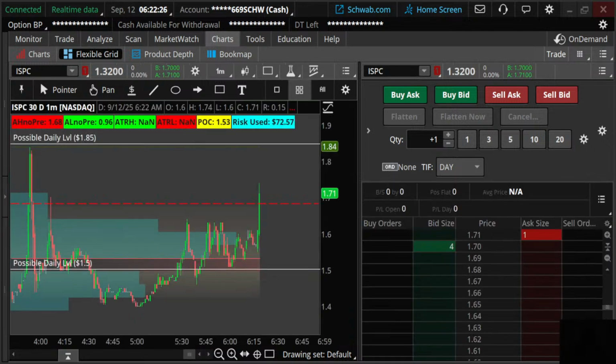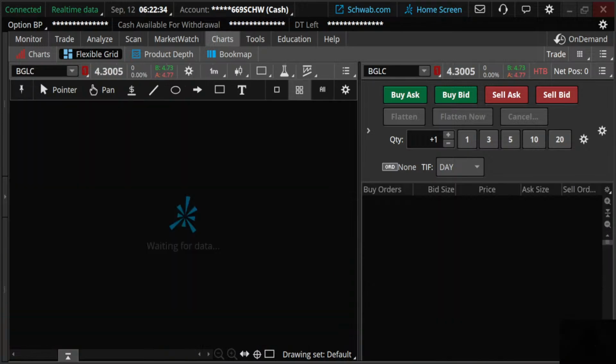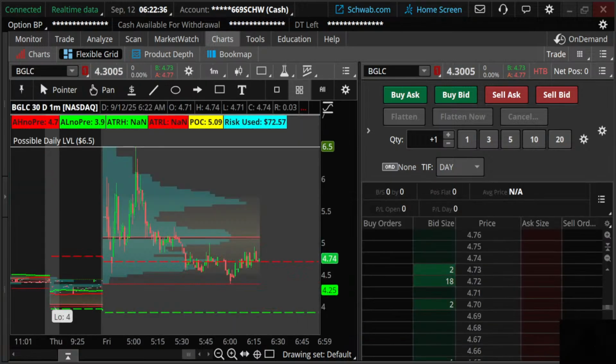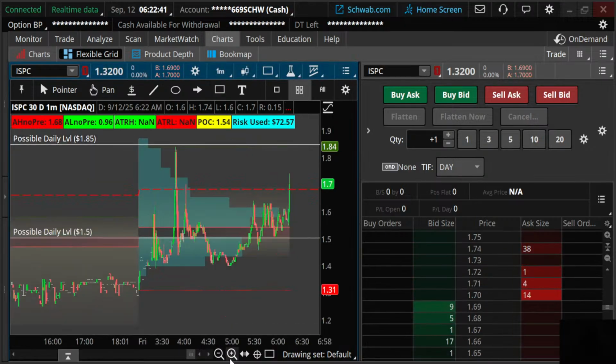HCWB went on down. ISPC, only 2 million shares traded, up 30%. No news today as well. So ISPC had a high up there of 185, but it is out of scope for me. Too cheap. Range is too small.